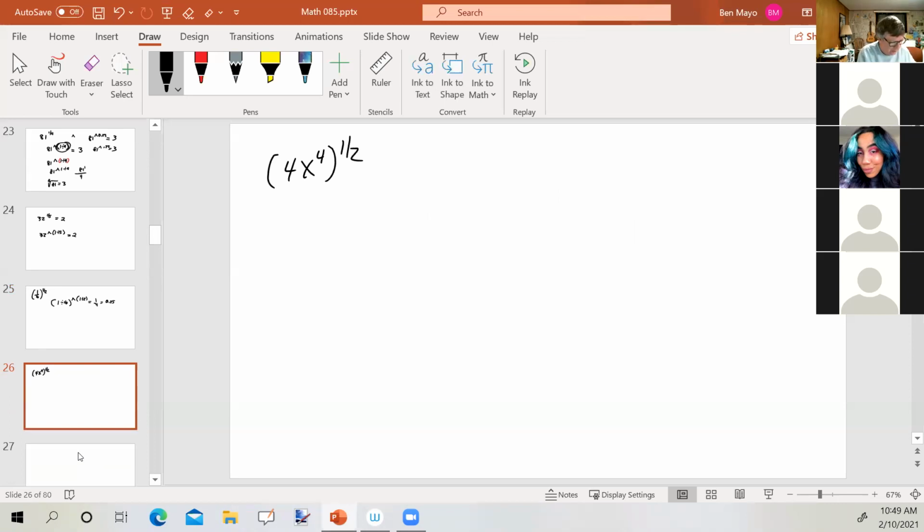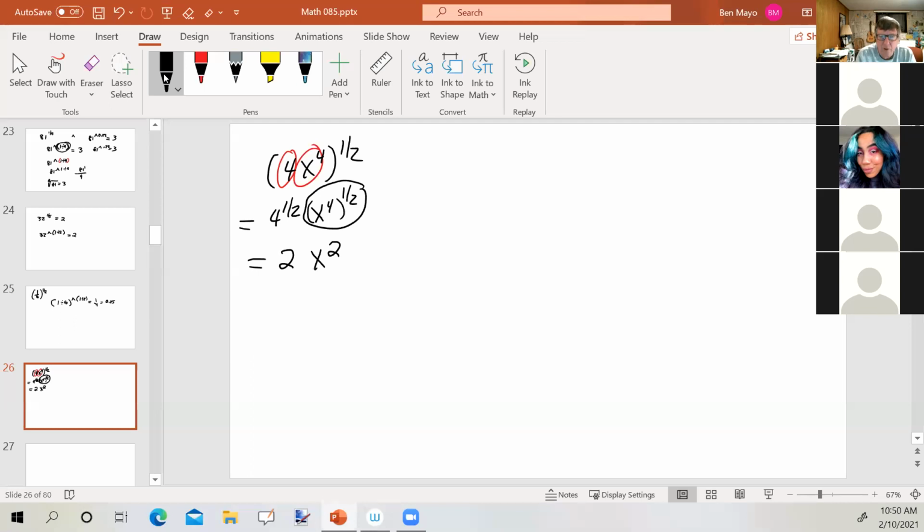So what we're going to do here is we have a product raised to a power. So this will become 4 to the 1/2 power, x to the 4th to the 1/2 power. We attach the outside exponent to each factor inside. Now, 4 to the 1/2 power, that's like taking the second root of 4, or the square root of 4, which is 2. Here we have a power raised to a power, so we multiply the exponents. 4 times 1/2 is 2. So we get 2x squared.